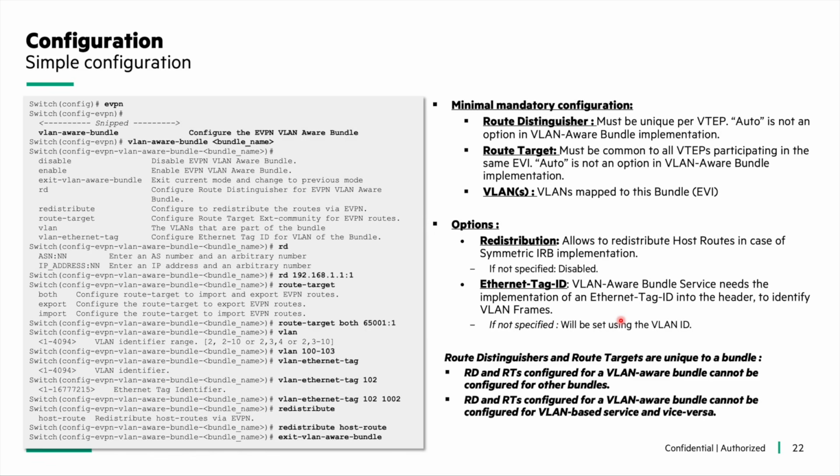knowing that route distinguisher must be unique per VTEP, while route target must be common to all VTEPs sharing this broadcast domain in order to be able to import and export the EVPN route. Optionally, you can also configure if host routes must be redistributed, but also a specific Ethernet tag ID if required. But this part, we will cover in the next slide.